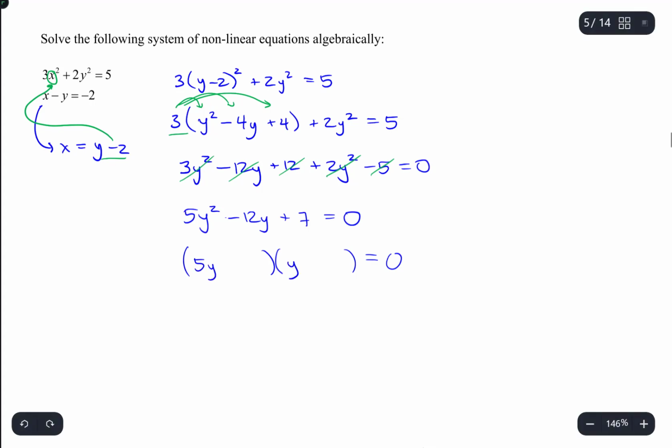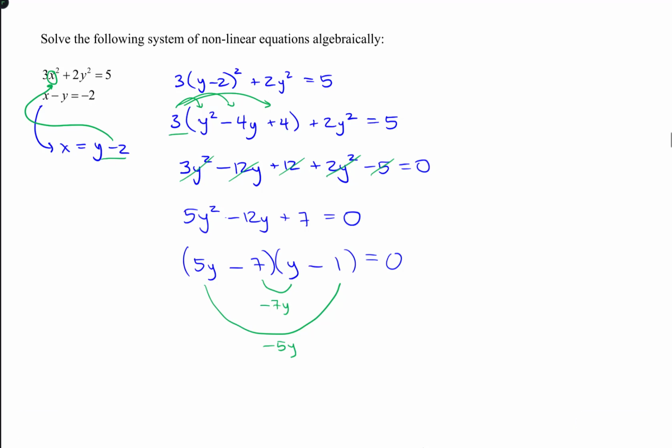So 5y and y are the only values that would multiply together to give me 5y squared. And 7, I'm going to make this 7 and 1. And the reason I'm going that direction is because when I multiply 7 times y, that gives me 7y. And 1 times 5y would give me 5y. And if these are both negative, then they will add up to negative 12y. So there's my factors.